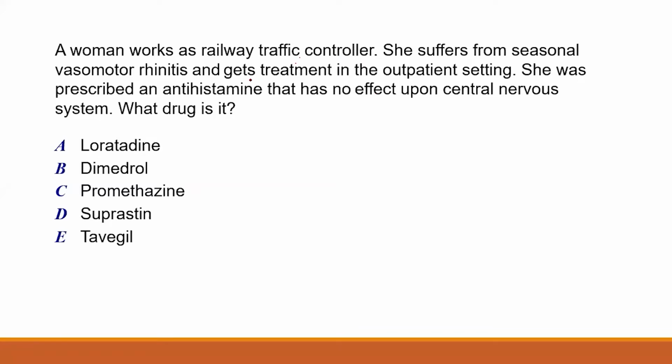Thank you. So we have a woman who works as a railway traffic controller. She suffers from seasonal vasomotor rhinitis. That means this sort of rhinitis does not occur every single day, but rather it is seasonal. So you could be thinking of somebody with what? Allergy. So this is somebody suffering from an allergic reaction. And they said this person gets treatment in the outpatient setting, meaning she was not admitted at the hospital. So she was prescribed an antihistamine.